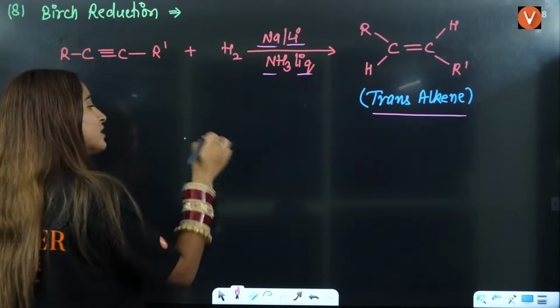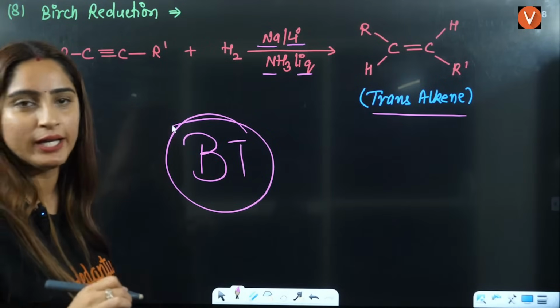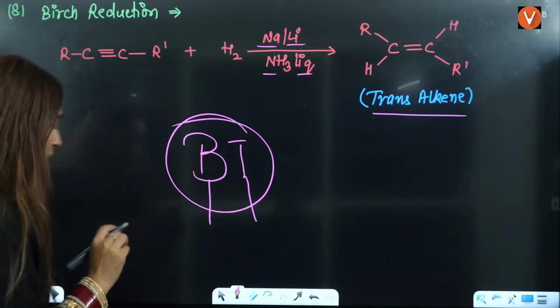Do you know this, Gen Z, remember BT? Right ma'am, BT done, BT. Birch reduction gives you trans. Birch reduction will give you trans.